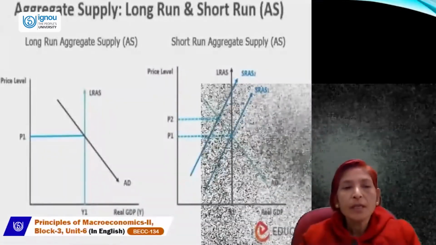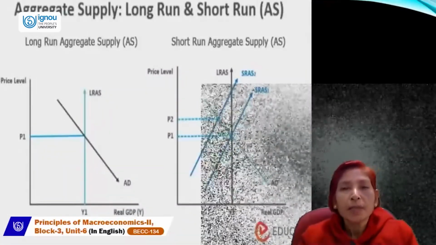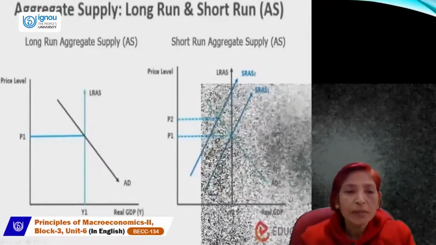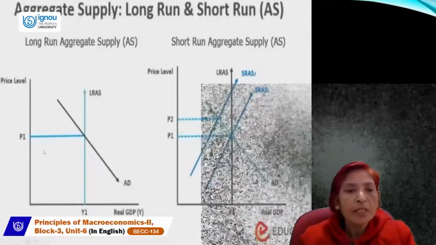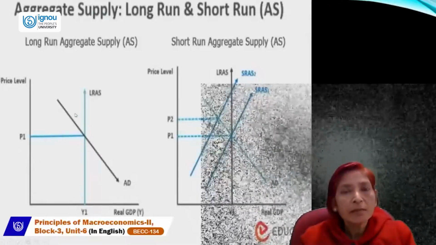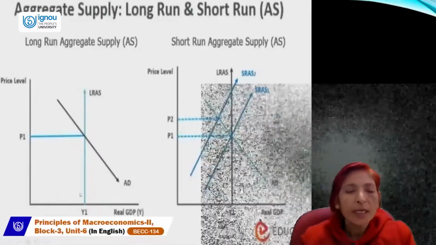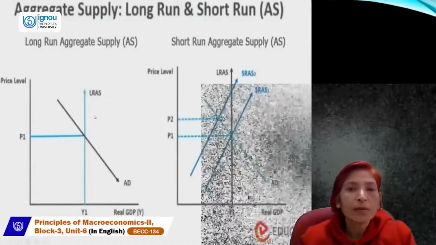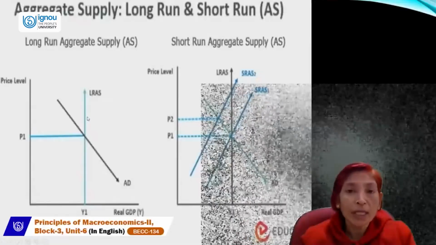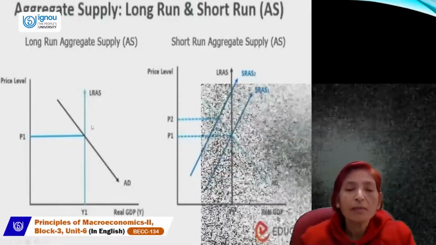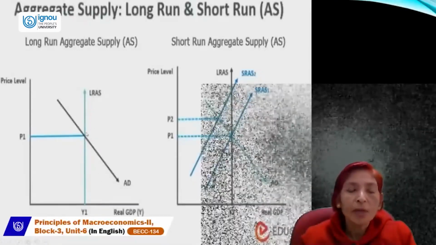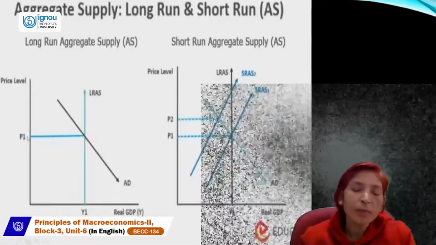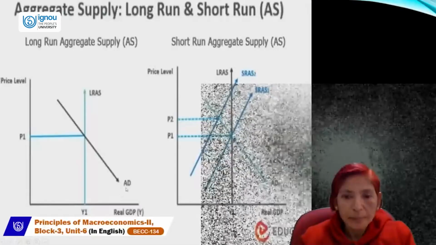Now next is, in the long run aggregate supply is vertical, and how we can achieve the equilibrium point. The equilibrium point can be achieved where the aggregate demand curve, which is always a downward sloping curve, and the aggregate supply curve, which is always an upward sloping curve, intersect. LRAS is always a vertical shape curve, and where the LRAS curve intersects the AD curve, the equilibrium point will be determined. At this equilibrium point, price will be P1 and income will be Y1.